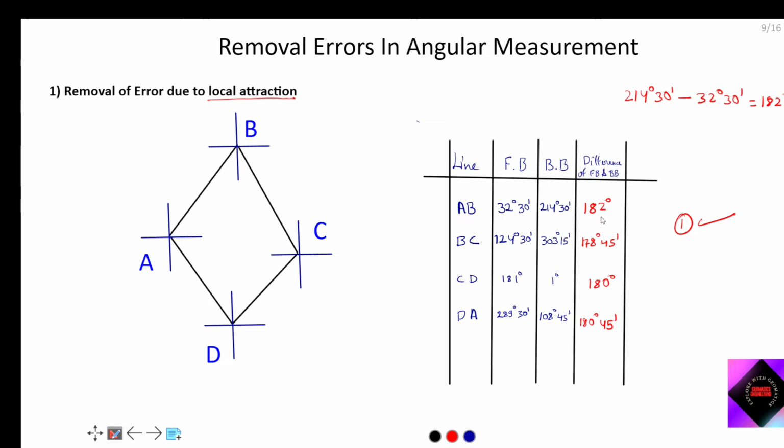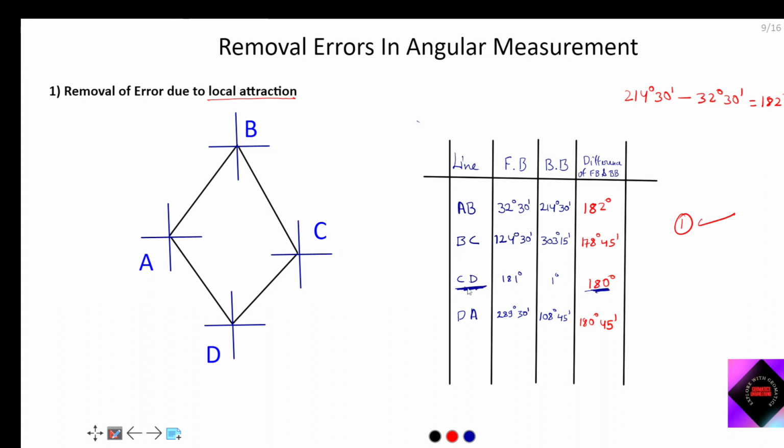So you can see that this one is not 180 degree, this one is not 180 degree, this one is not 180 degree. Now these three lines, AB, BC and DA, are wrongly measured. We can also see that here one line CD whose difference of bearing comes to be exactly 180 degree. So we will consider this line as our reference line CD and this bearing as our reference bearing.